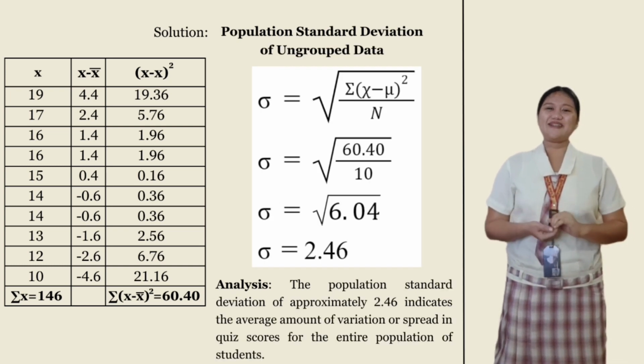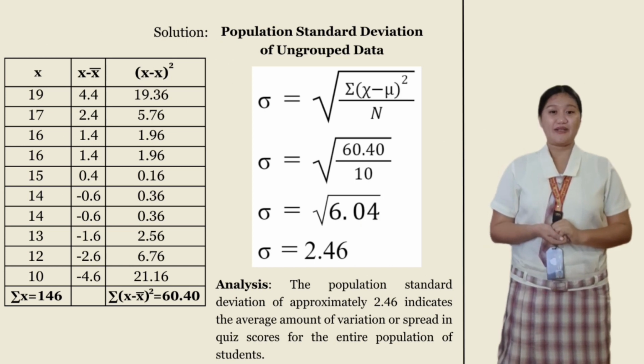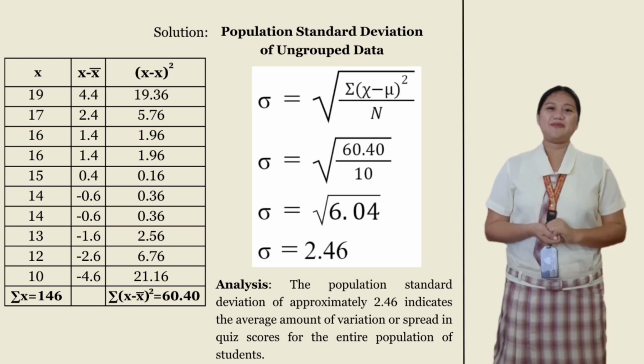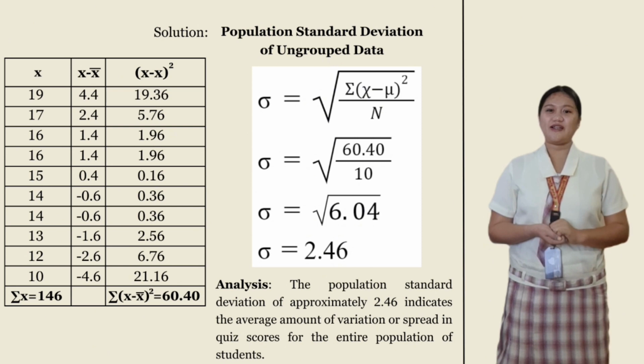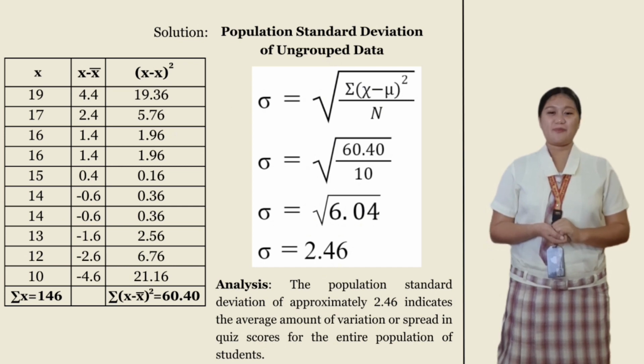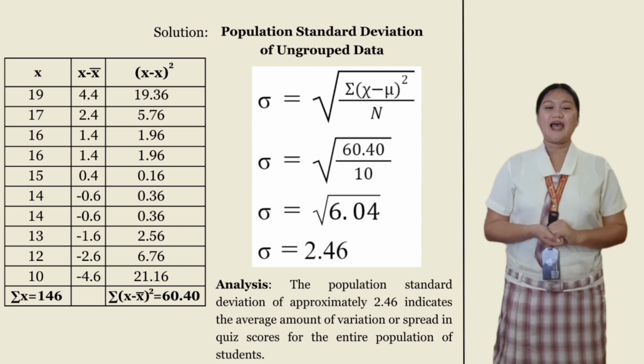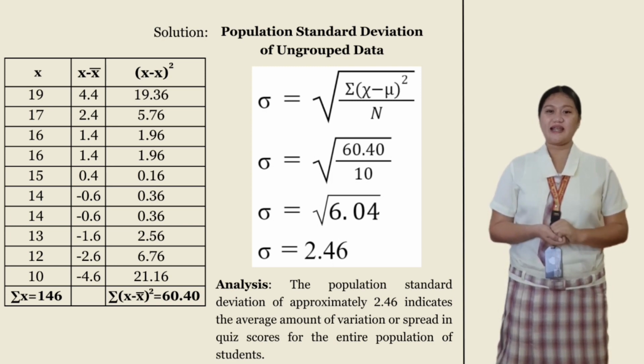And now, let's solve for the standard deviation of ungrouped data. Let's begin with the population standard deviation. Population standard deviation is equal to the square root of the summation of the square differences between each data score and the population mean, divided by the total number of data scores in the population.